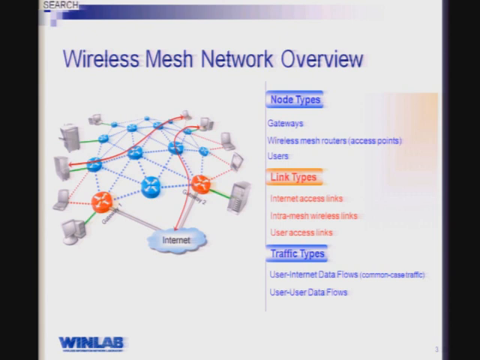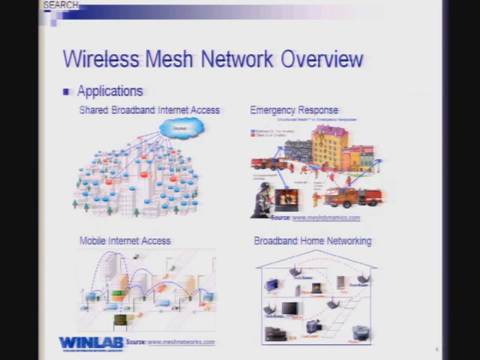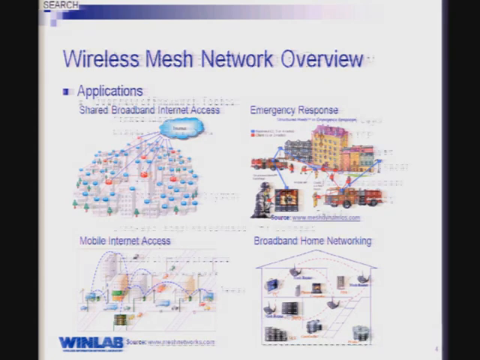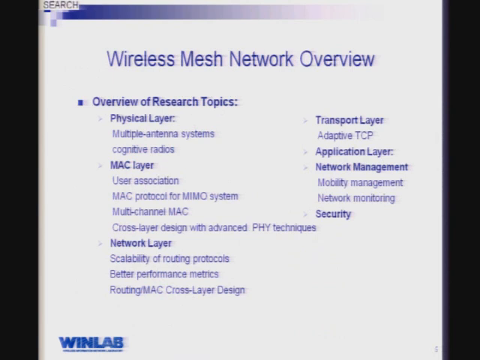The most common traffic in a wireless mesh network is user internet data traffic. The other type of traffic, user to user traffic, is less common. Wireless mesh networks are undergoing rapid progress and inspiring a lot of applications such as shared broadband internet access, emergency response, mobile internet access, and broadband home networking. These emerging applications pose abundant research topics spanning from the physical layer to the application layer, plus network management and security. In our thesis work, we address some issues in the MAC layer and the network layer.